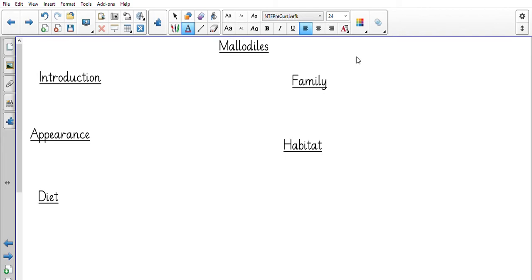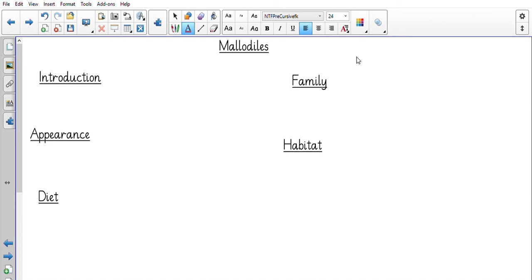So what eats maladials. The family. So do they live together? Do they live alone? Do they have a big family? Do they have a small family? Do their babies flee when they are a year old, or do they stay together? And the habitat, where do they live?